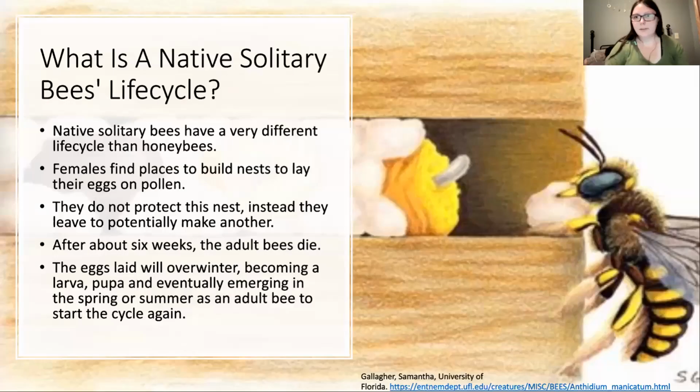So what is a native solitary bee's life cycle? Native solitary bees have a very different life cycle than what we think of honeybees. Females will mate with males, and then they will find places to build their nests. Usually, when we think of resin bees, they will find holes and they will lay their eggs on pollen that they collect. They will then create a cell, and they will create several of these cells and then cap off the nest.